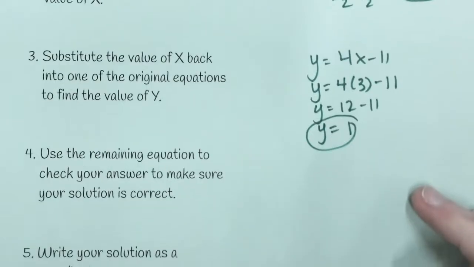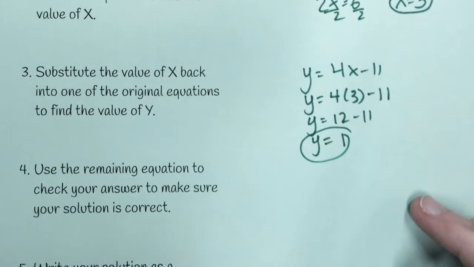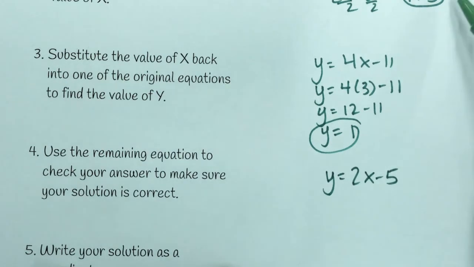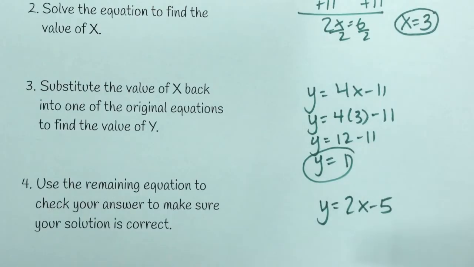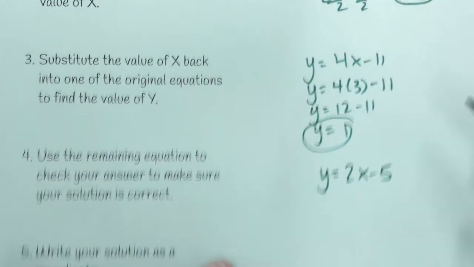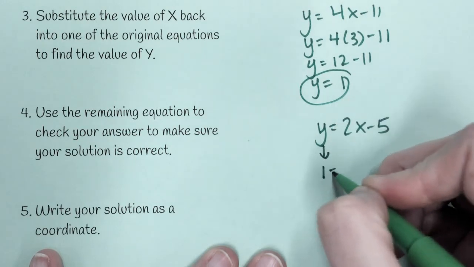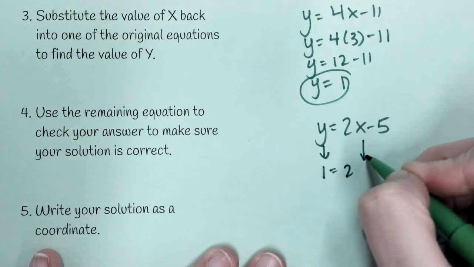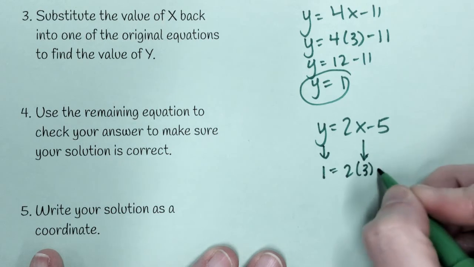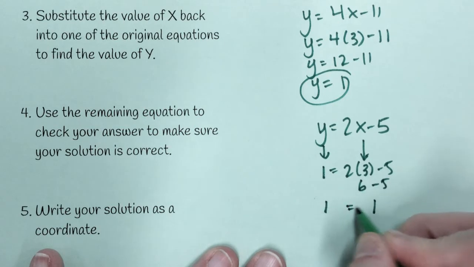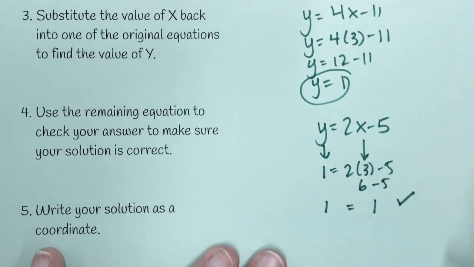But I like to be right. So I'm going to take just a moment to use my remaining equation, y equals 2x minus 5, and substitute both this x and y value in to see if I get a true statement. If I do, then that means I've done my math correctly. So y, which is 1, equals 2 times x, which is 3, minus 5. Well, 2 times 3 is 6. 6 minus 5 is 1. Does 1 equal 1? It sure does. So I've done it correctly.